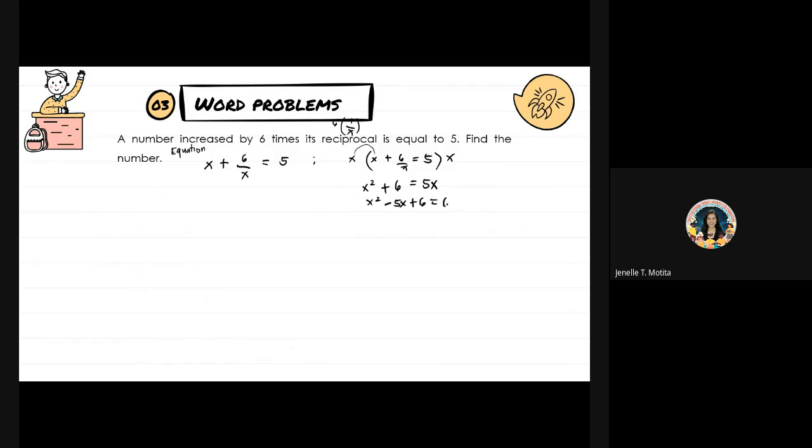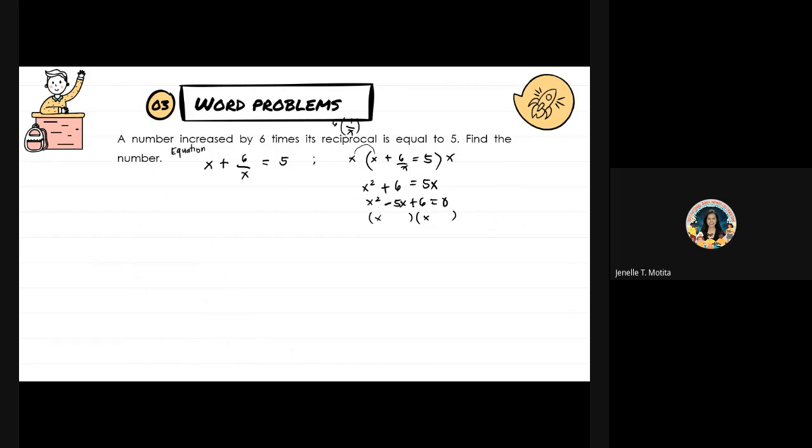Miss, bakit naging negative 5x yan? Nilipat mo po kasi. Okay, nilipat mo siya. Therefore, it becomes negative 5x. Now, this one, yung trinomial na to, this is factoring trinomials, no? It has its factored form. So, ano yun? Lagay natin dito yung x.